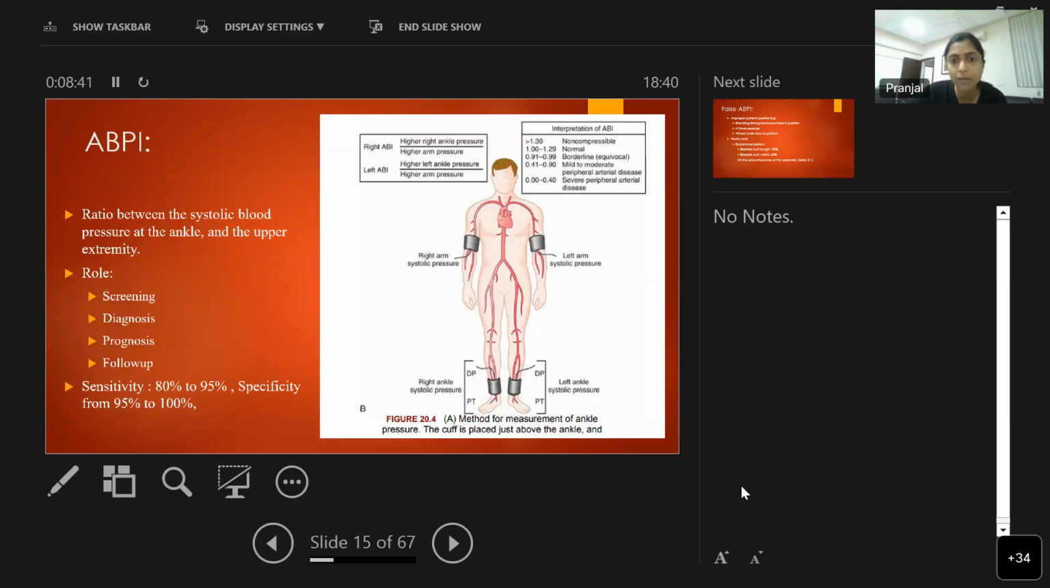The normal ABI is 1 to 1.29, 0.91 to 0.99 is considered as borderline or equivocal, 0.4 to 0.9 is mild to moderate PAD, while less than 0.4 is considered severe peripheral arterial disease. ABI has a role in screening, diagnosis, prognosis, and follow-up. It has a sensitivity of around 80 to 95% with a specificity of 95 to 100%.